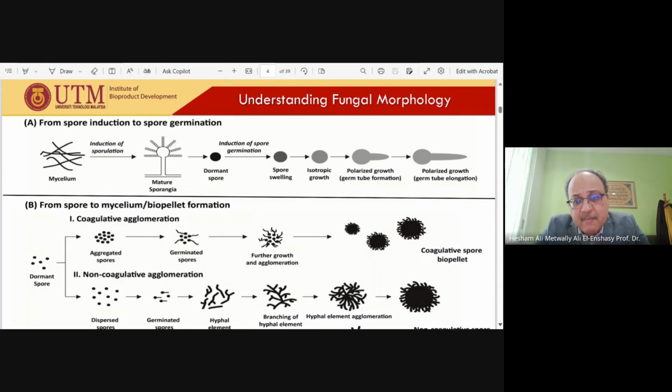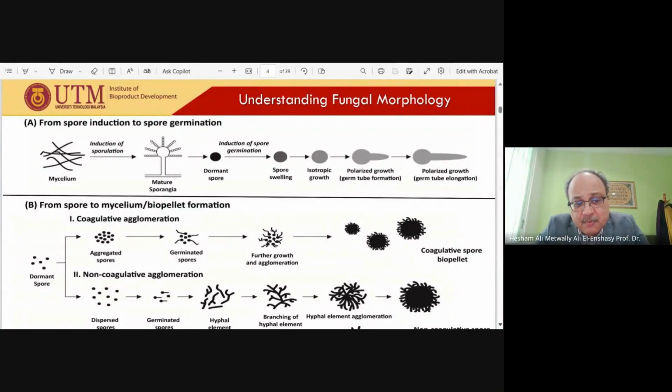Then I am going to have a polarized growth, germ tube germination, and after germination, I'm going to have polarized growth or germ tube elongation. This is one of the strategies. Then you're going to have a mycelial structure. But there is another model because there are two types of spores. One, coagulative agglomerations, and the other one, non-coagulative agglomerations. And both can make a micropellet or a biopellet formation.